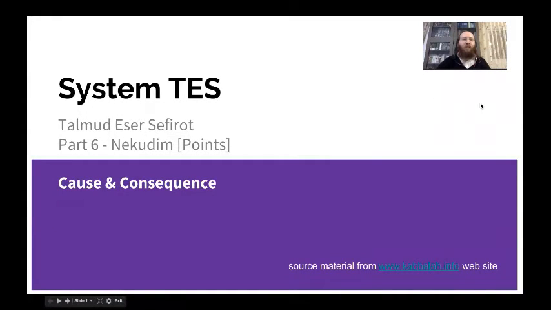All right, we're going over System TES, Talmud Sefirot, Part 6, Nikudim points, called cause and consequence. Cause and consequence is a few chapters. It's in two places. Basically, what Baal HaSulam does is he summarizes all the previous chapters into cause and consequence points.